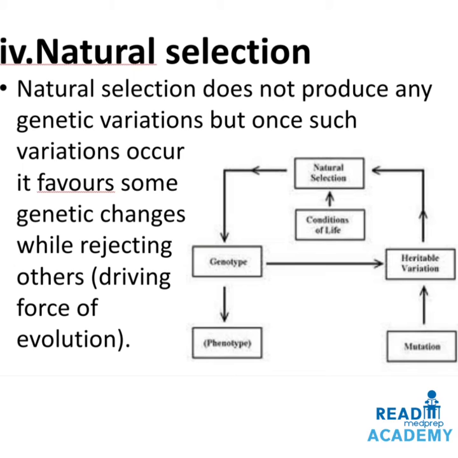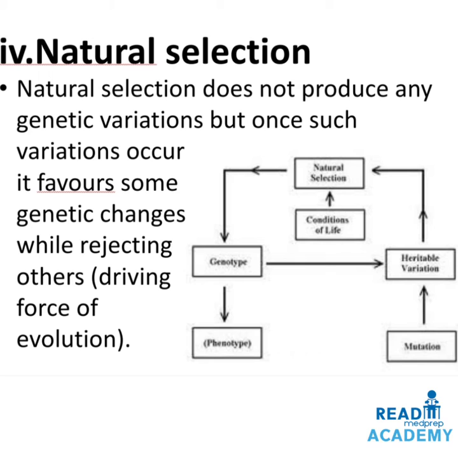Natural selection does not produce any genetic variations, but once such a variation occurs, it favors some genetic changes while rejecting others, the driving force of evolution. The mutations are changes that can be heritable variations, and these heritable variations are selected by nature, resulting in natural selection. Natural selection can also occur because of a lot of conditions of life. And the natural selection that occurs helps in the formation of a variable genotype. The genotype is expressed as a phenotype.